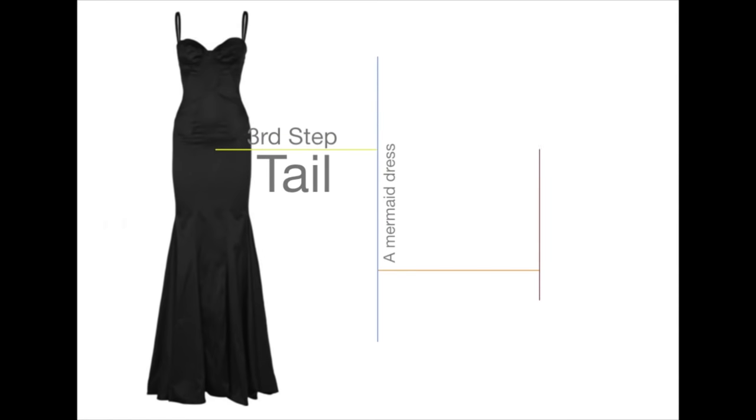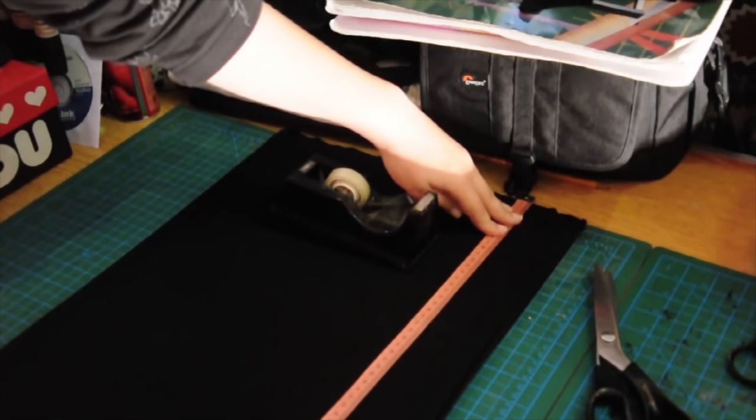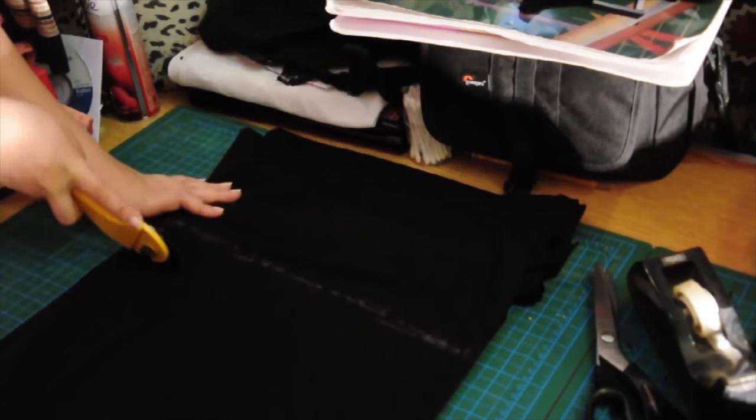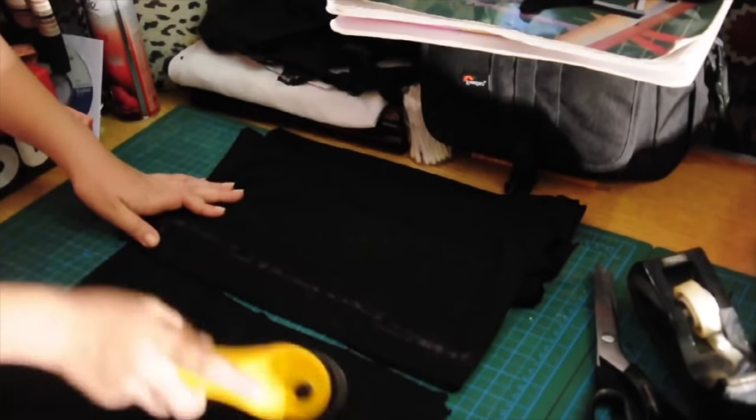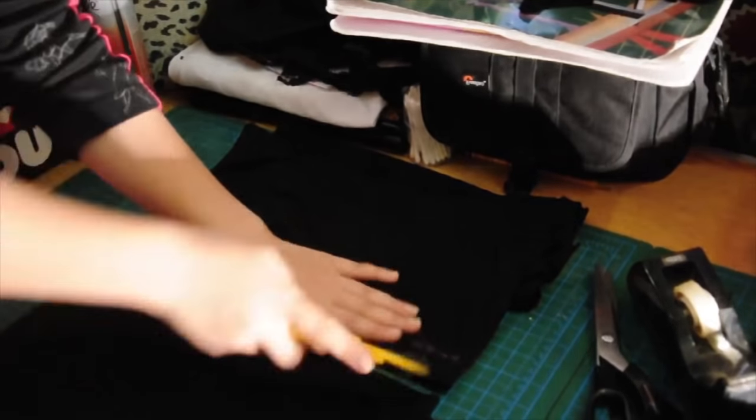Here is the tail, which is the last part if you wanted a mermaid dress. Bring a piece of fabric. I fold it several times in order to cut it easily. Measure how long you want the tail to be, draw a straight line, then cut it. I'm using the rotary cutter. It's easier for me to cut a straight line with it.